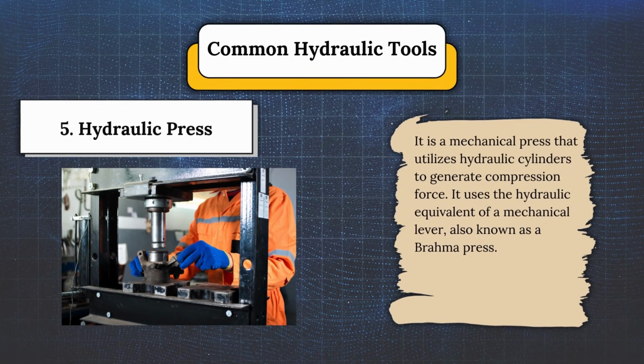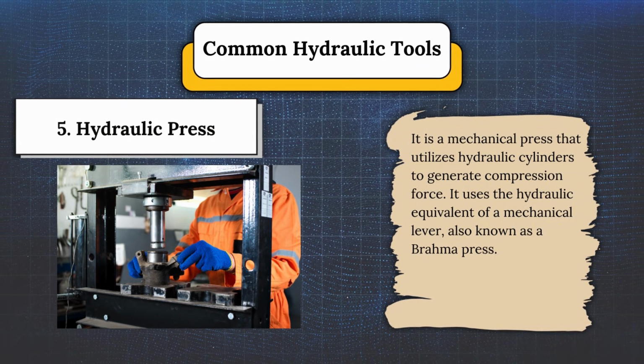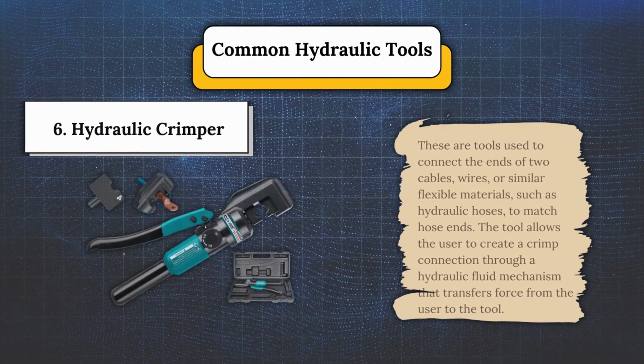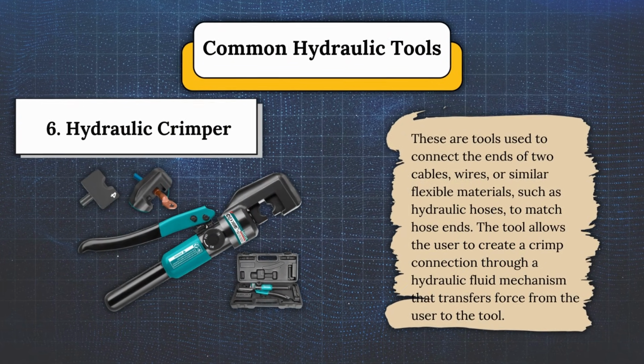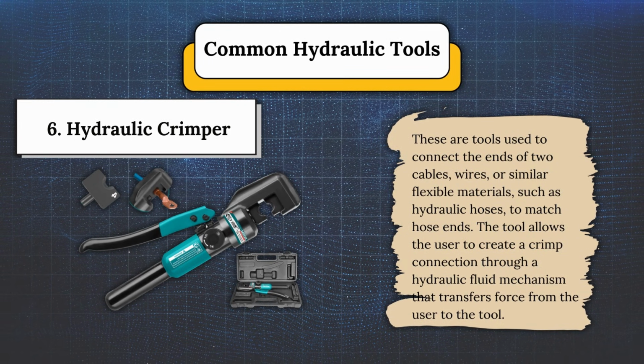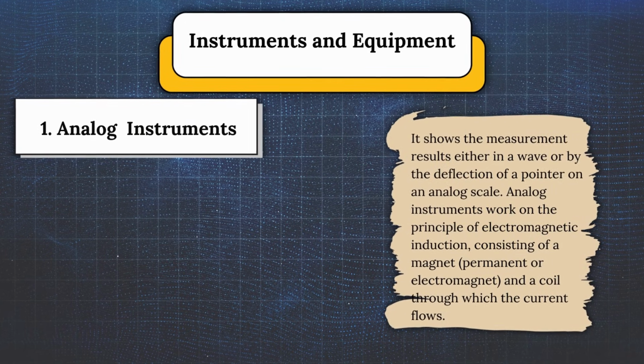Number 5. Hydraulic press. It is a mechanical press that utilizes hydraulic cylinders to generate compression force. It uses the hydraulic equivalent of a mechanical lever, also known as a Bramah press. Number 6. Hydraulic crimpers. These are tools used to connect the ends of two cables, wires, or similar flexible materials, such as hydraulic hoses, to match hose ends. The tool allows the user to create a crimp connection through a hydraulic fluid mechanism that transfers force from the user to the tool.